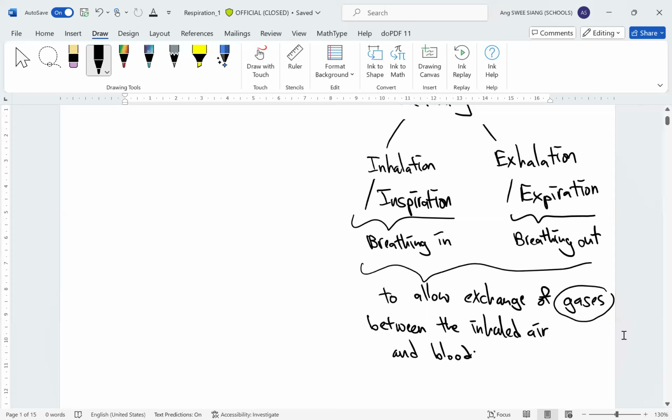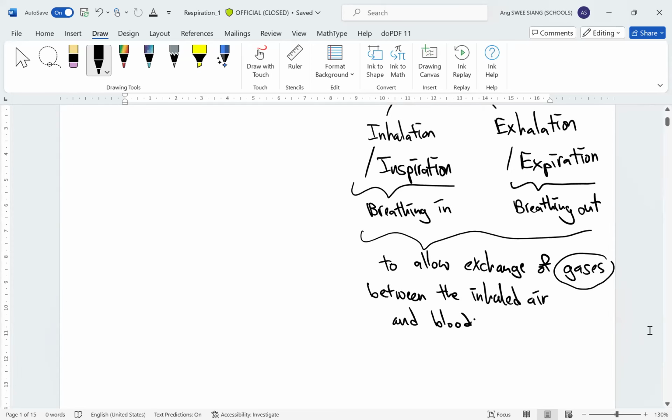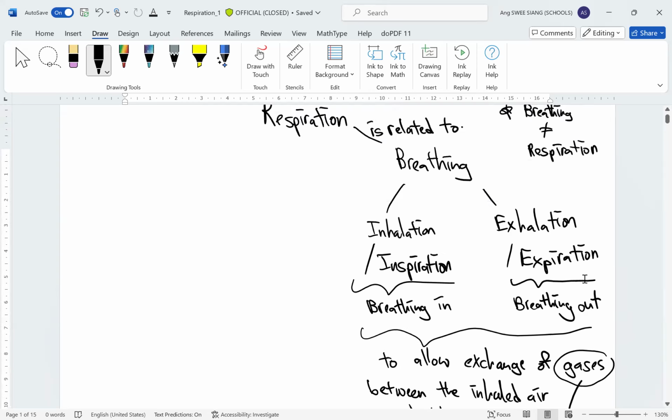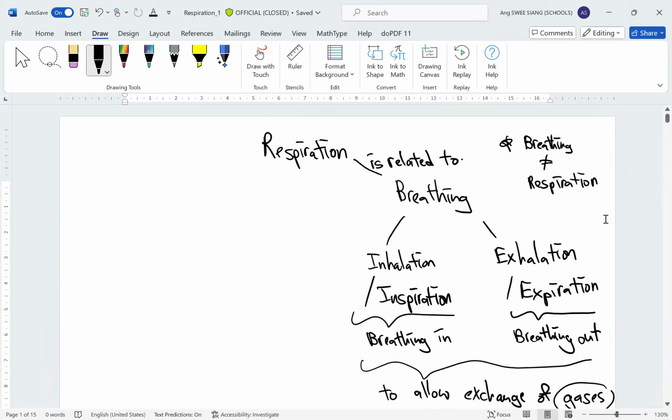Okay, very good. So the gases that we are interested in this chapter, we are interested in the CO2 and O2 in air. Please don't tell me you breathe in carbon dioxide, you breathe in oxygen, you breathe out carbon dioxide. It's breathe in air, breathe out air. Then the air either have higher or lower concentration of CO2 or O2. Okay, can? So you still have not answered my question yet. I already tell you already. Breathing is not the same as respiration.